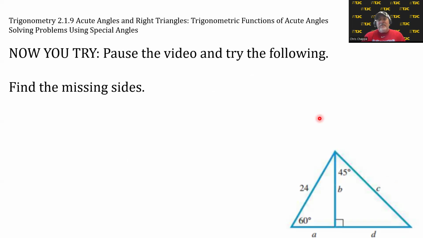Now you try. Pause the video and try the following. Find the missing sides. Notice that we have a 30, 60, 90 triangle on the left with one of the sides represented. The hypotenuse is 24. And a 45, 45, 90 triangle on the right. Pause the video, see if you can find A, B, C, and D. This one's going to take a little time.